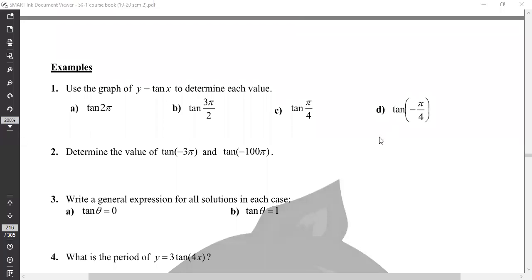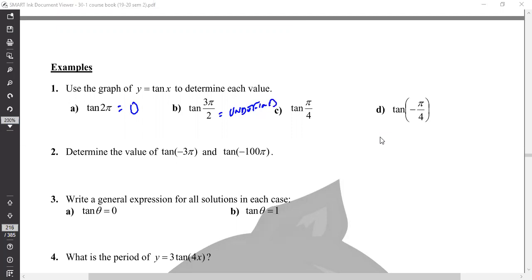All right, so a couple of examples through here. Use our graph of tan x to determine each value. Tan of 2 pi, just by looking at our graph. Tangent 2 pi is equal to 0. Tangent of 3 pi over 2 is undefined.